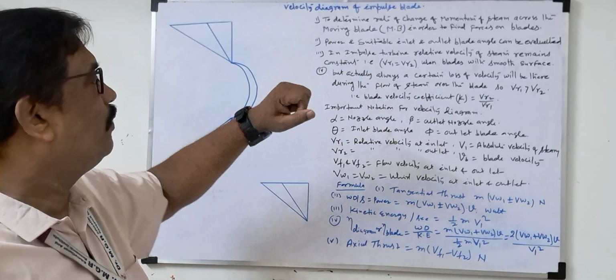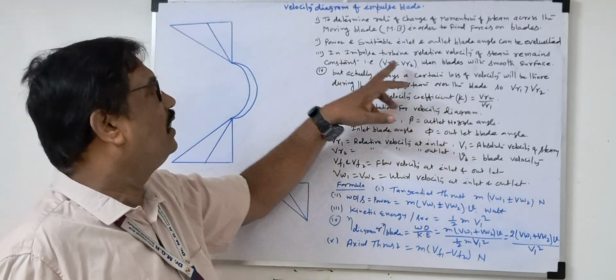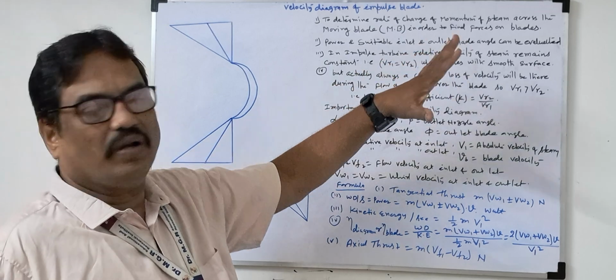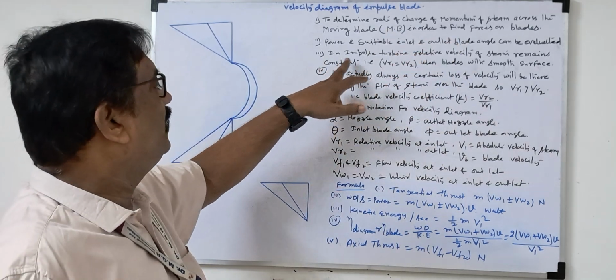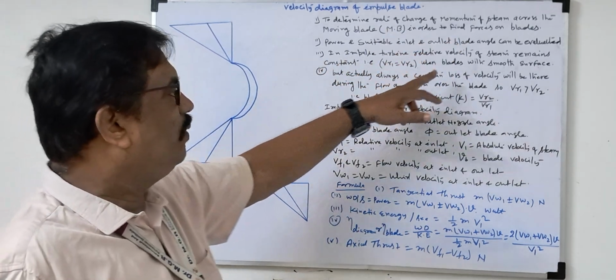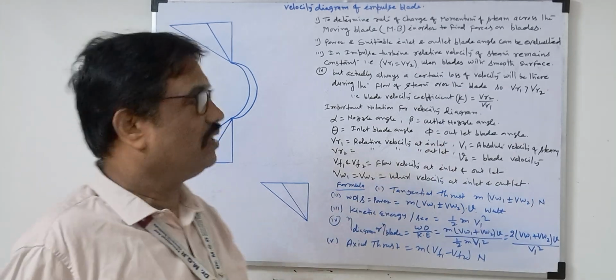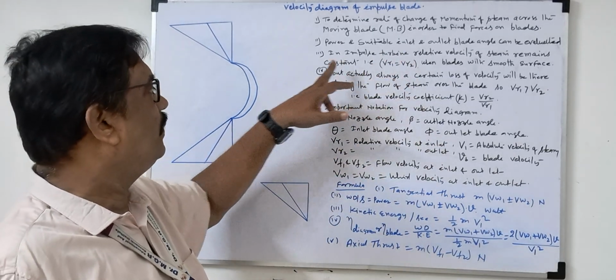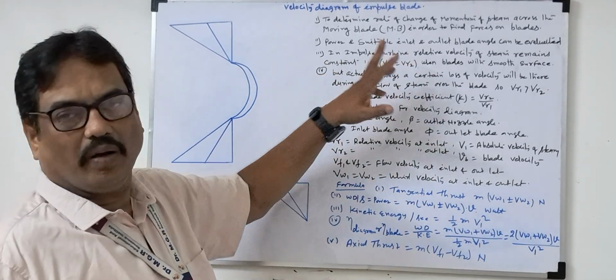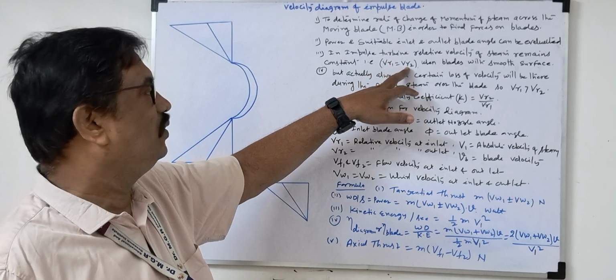Power we can determine from this. Blade velocity we can determine. Suitable inlet and outlet angles can be evaluated. Then in an impulse turbine, the relative velocity of steam always remains constant. In an impulse turbine, what will happen? The relative velocity will always be constant. That is called VR1 equal to VR2.